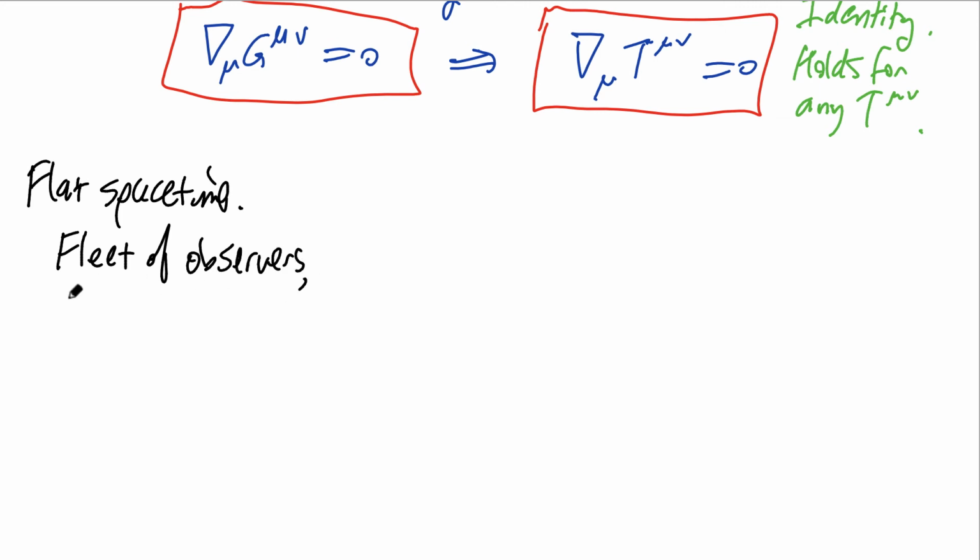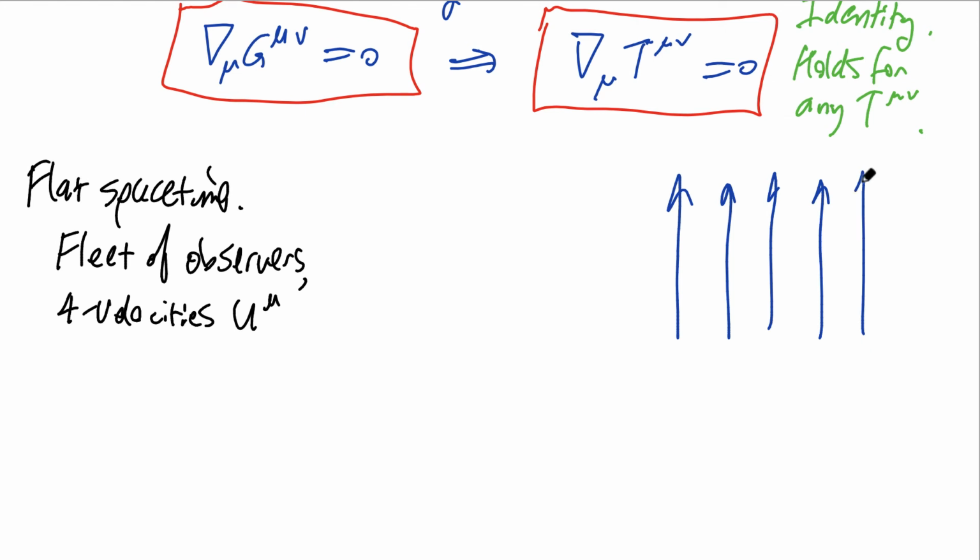With 4-velocities u^μ. So here's our region of space-time, and our observers are traveling along world lines with 4-velocities u, and we'll assume the observers are moving parallel to one another, so they're at rest with respect to each other. And let's use Minkowski coordinates.